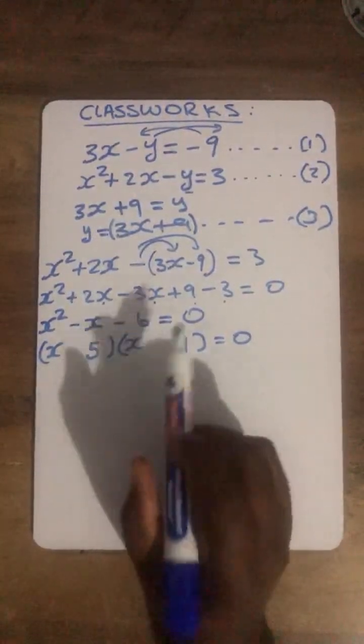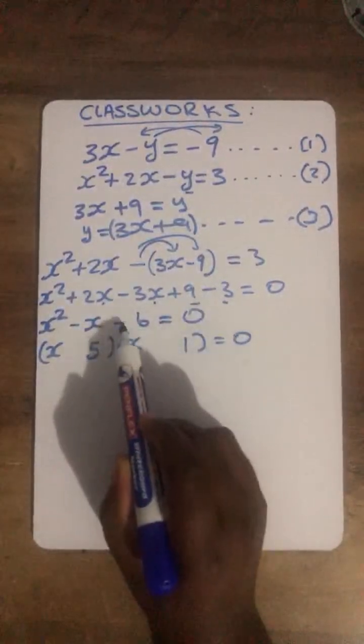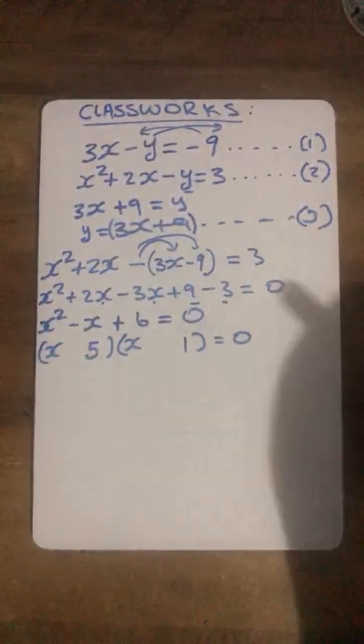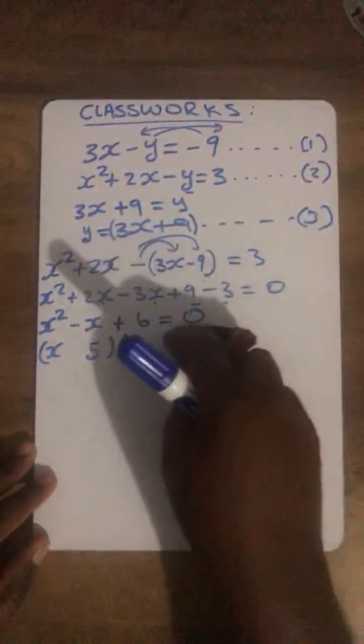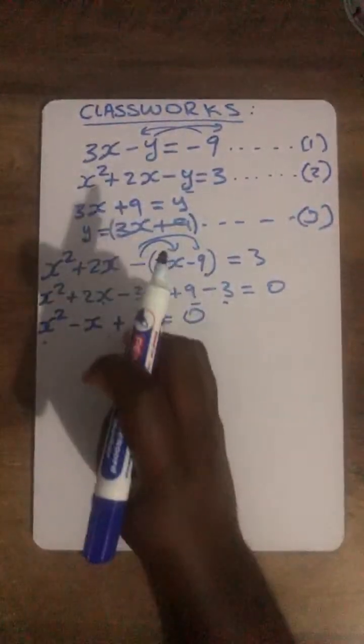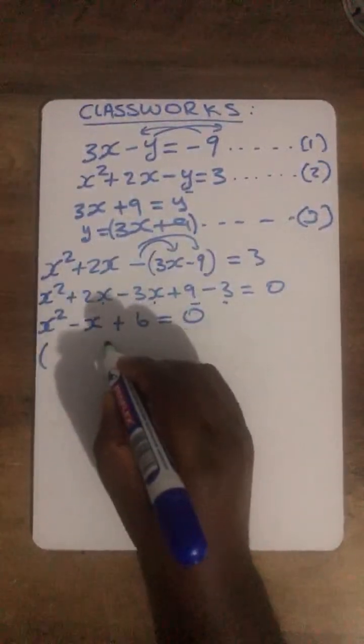Wait, it seems like I made a mistake somewhere there. It's not a minus 6, but it's plus 6. Yes, that's why it doesn't make sense. That is why it doesn't make sense. So that means we'll need to factorize this one.